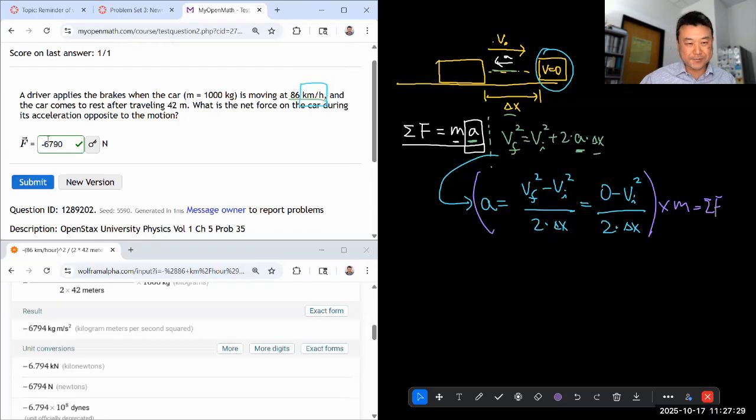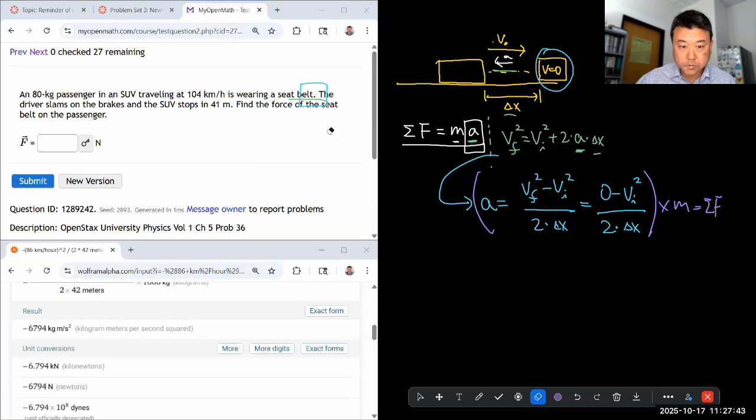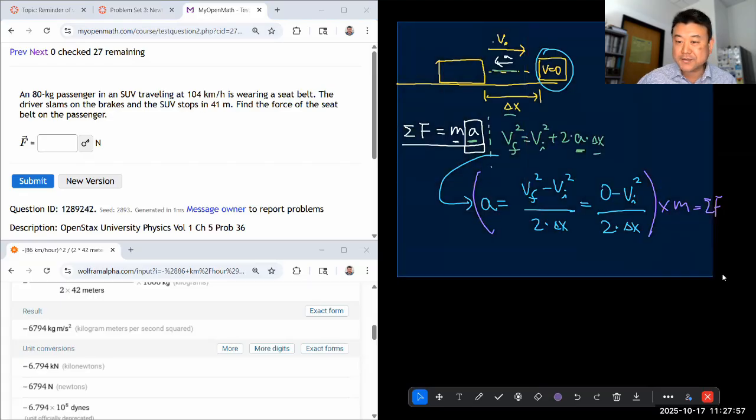All right, let me get to the next question. Okay, so this is the next question. Problem 36. A passenger of some mass in an SUV traveling at some speed, wearing a seatbelt. Driver slams on the brakes. Oh, wait. It feels like it's the exact same question that I just did.